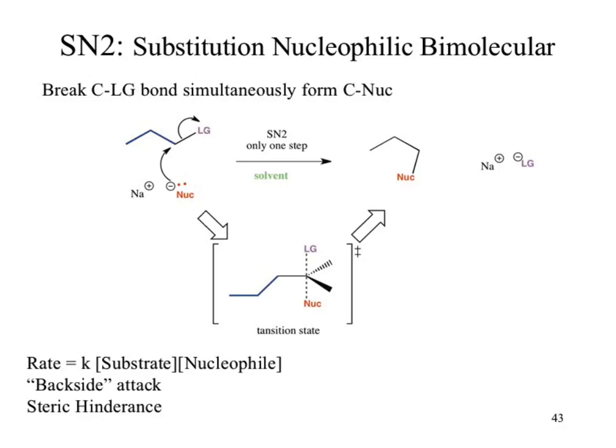The backside attack can only happen when we get some vibration that causes that larger group to move out of the way. That means your effective substrate concentration changes. What does it mean about the nucleophile? What kind of nucleophile do I want for this reaction? If I ask you to rank something, you're ranking it based off of electronegativity, lesser, weaker, stronger. What kind of nucleophile do I want here?